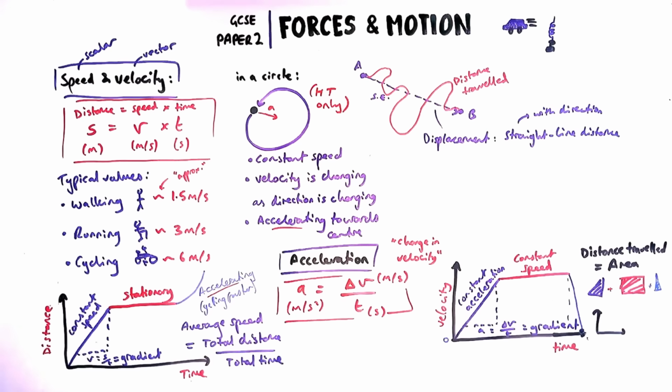One of the trickiest examples you can get, which is only if you're doing Higher here, is what if it wasn't a straight line? What if it was a curved graph?